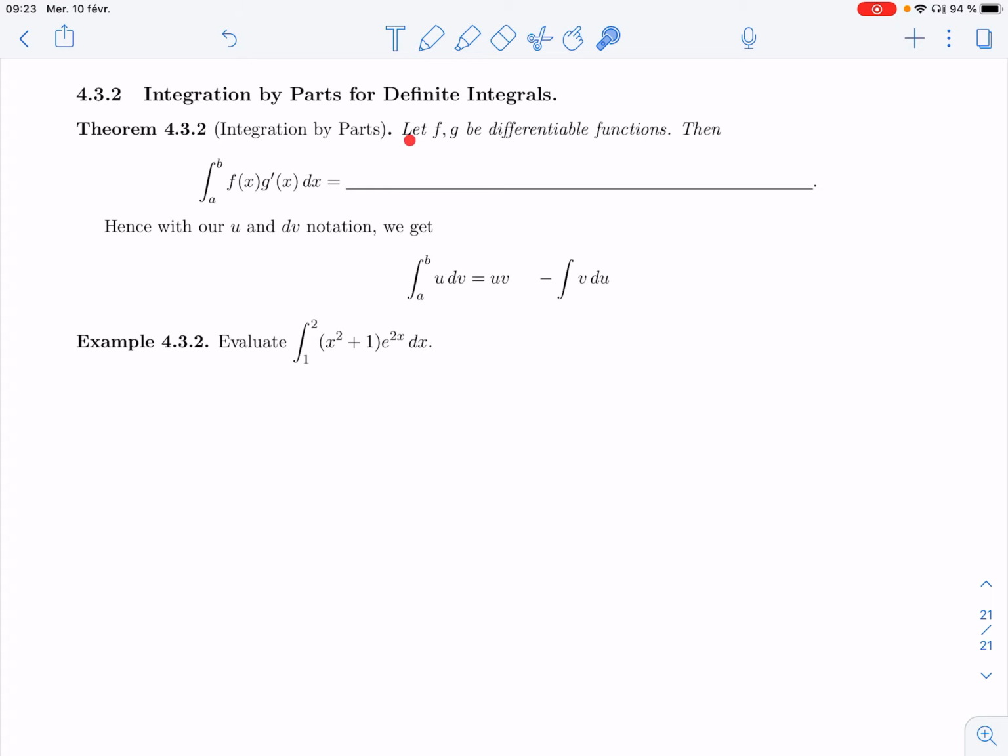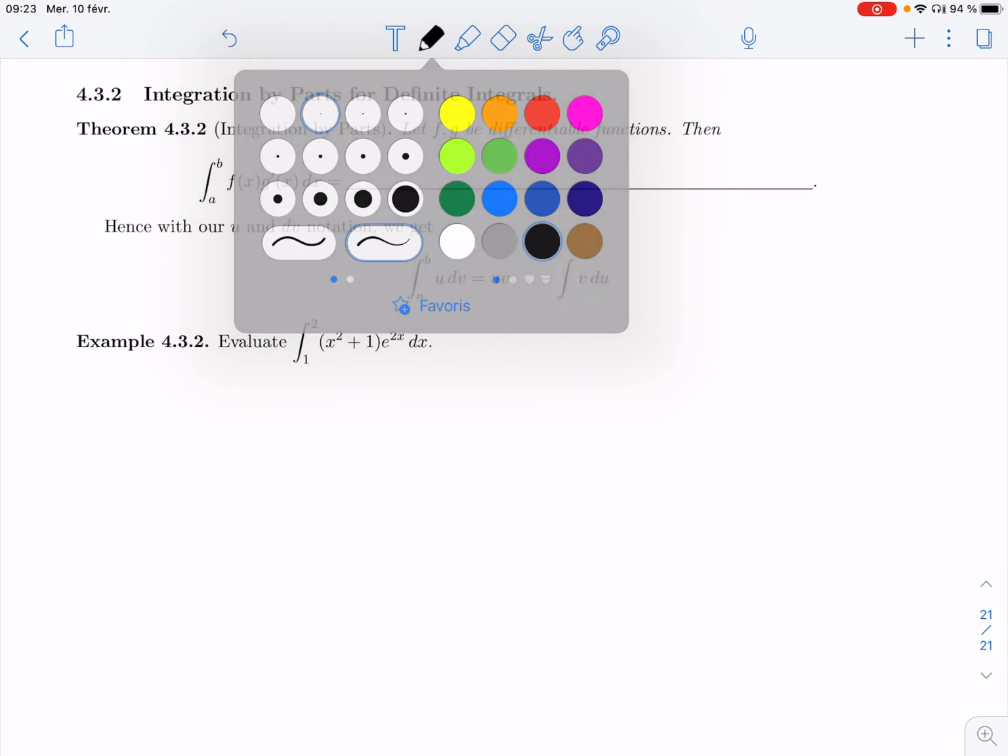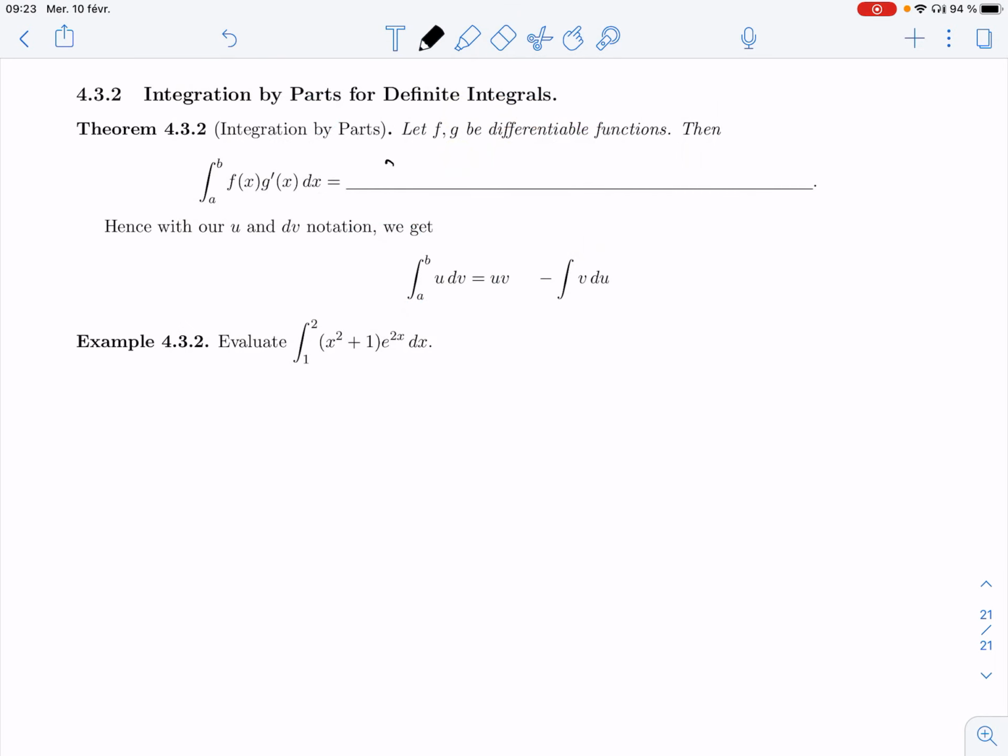All right, so let f and g be differentiable functions. Then the integral, let me do it with f and g because I'm really trying to prove a point in some sense. So it would be f of x, g of x, and then the prime would switch from the g to the f.